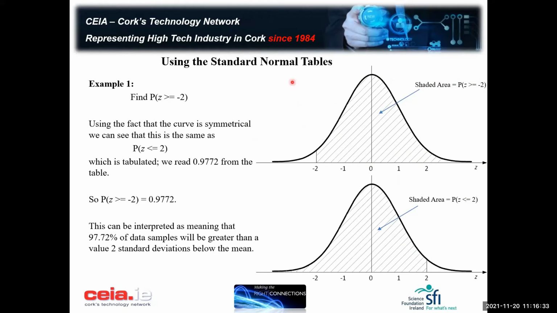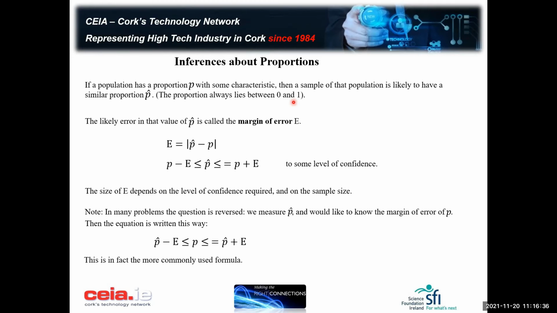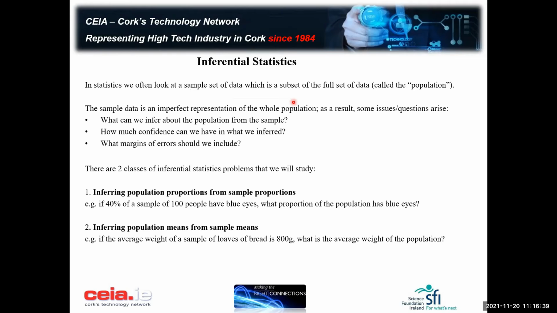Okay, so we were talking about inferential statistics. So let's go back there. Just to recap, the idea of inferential statistics is that you're dealing with a sample from a larger population of data. You want to infer information about the population from the reduced sample. And there are 2 classes. There's population proportions, which you want to infer from sample proportions, and inferring population means from sample means.